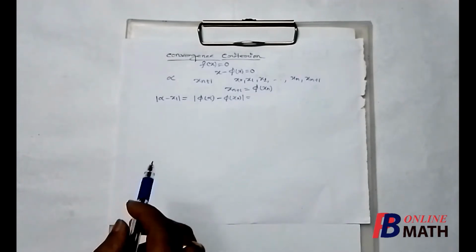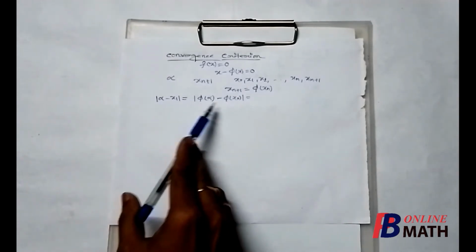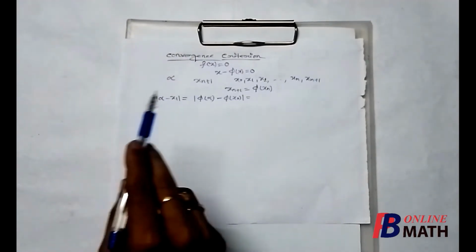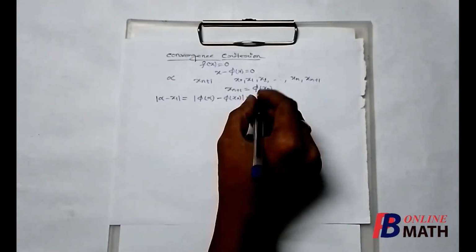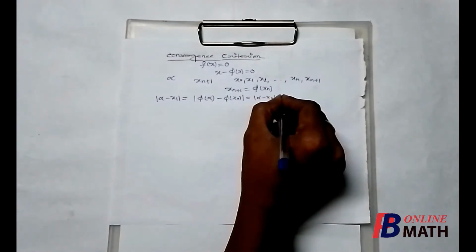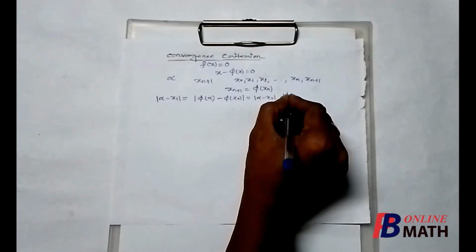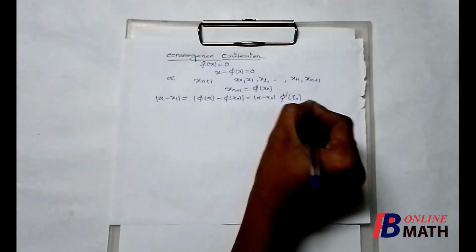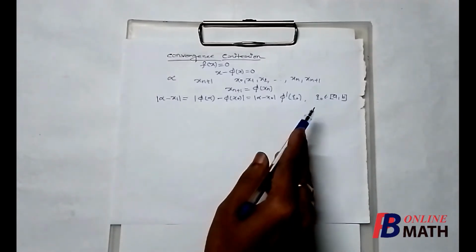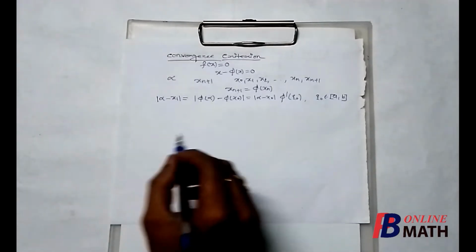Now if we apply Lagrange's mean value theorem for this function phi x between x0 and alpha, then this can be written as modulus of alpha minus x0, multiplied by phi dash xi 0, where xi 0 lies between a to b, more specifically between alpha and x0.